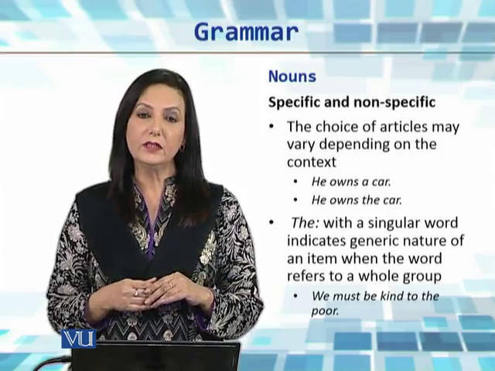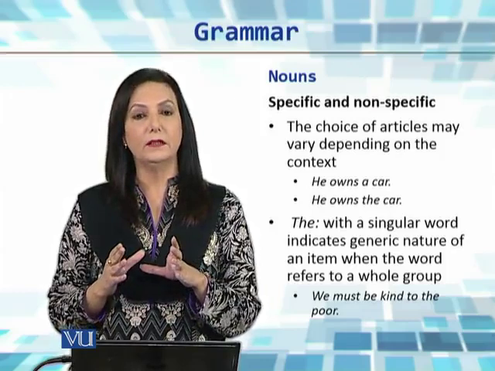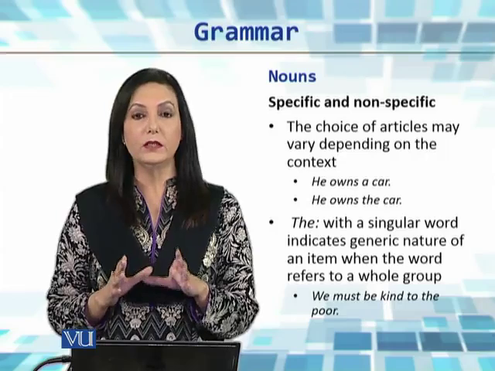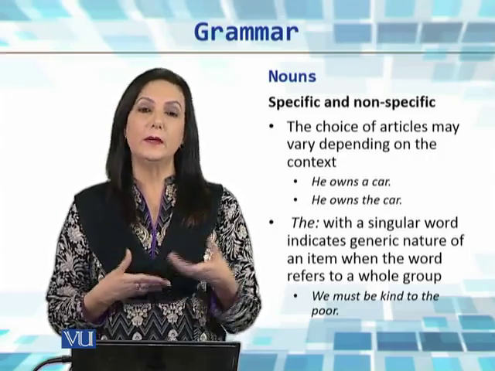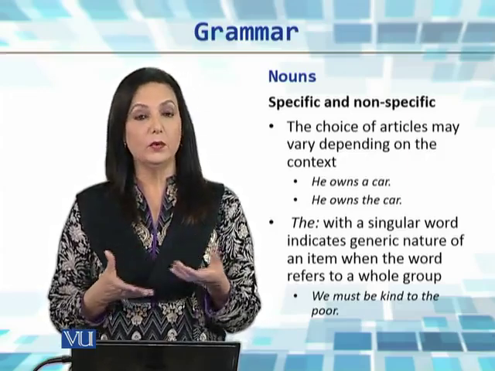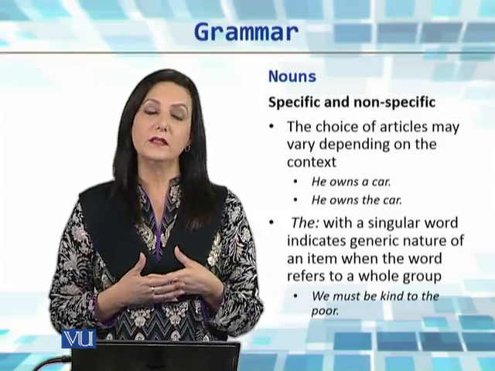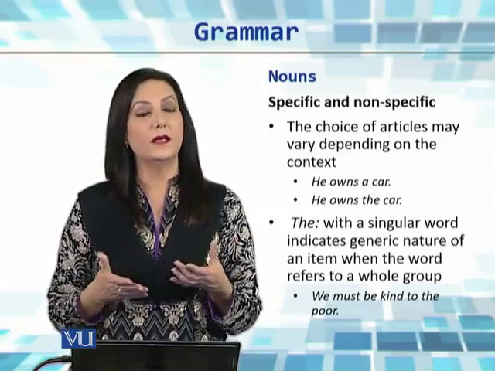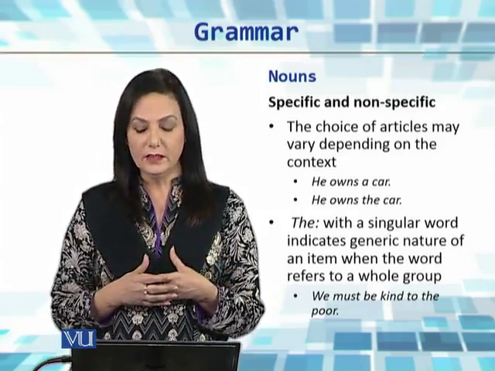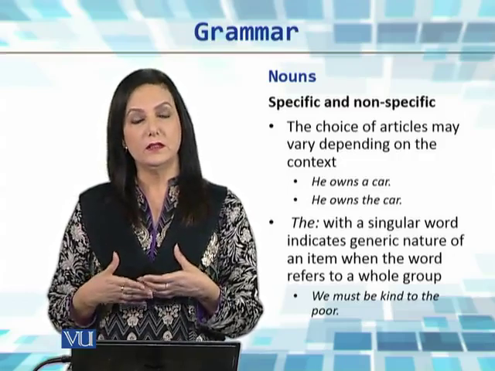The variations occur also because the choice of the articles in English is not constant or consistent. It keeps varying depending on the context. So we have sentences like he owns a car, which is grammatically perfectly correct. And then we have sentences like he owns the car, which is again grammatically perfectly correct. Now, what is the difference? The difference is because of the context in which these sentences are used.